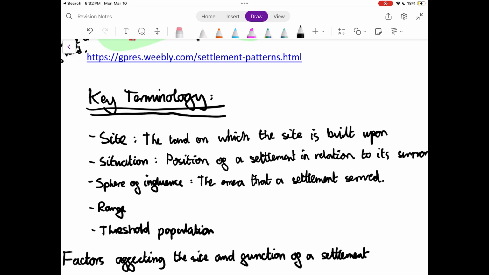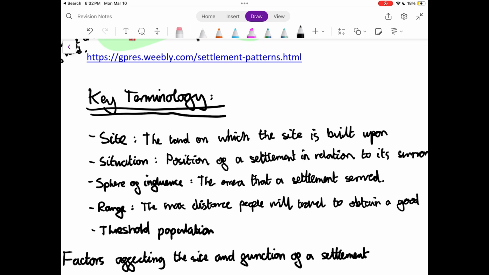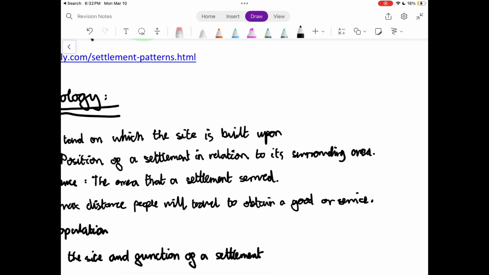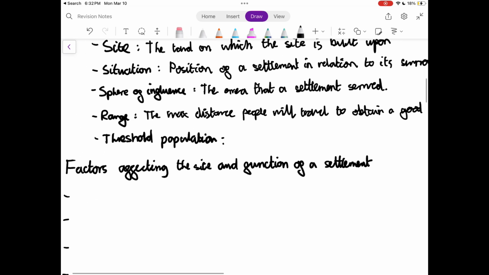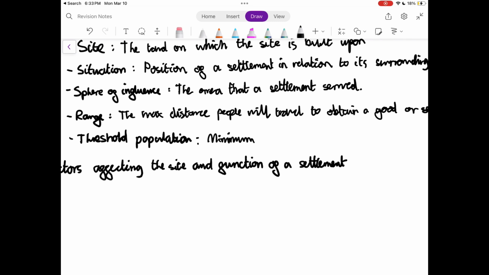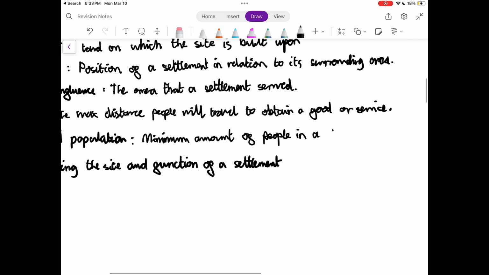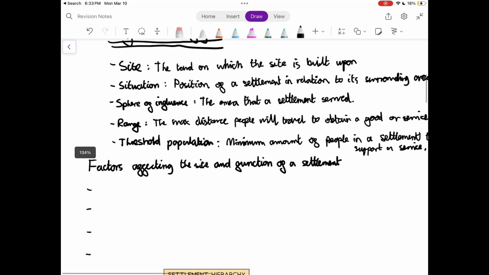Alright, and the range is the maximum distance people will travel to obtain a good or service. Alright, and then finally the threshold population is the minimum amount of people in a settlement to support a service. Alright, so those are all the definitions you need to know for this part of the video.